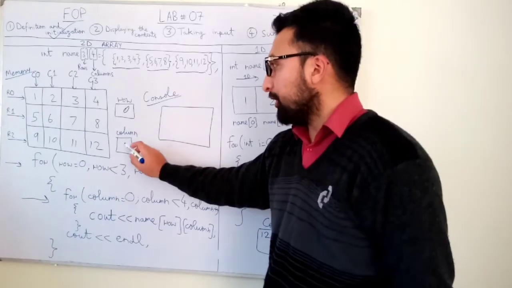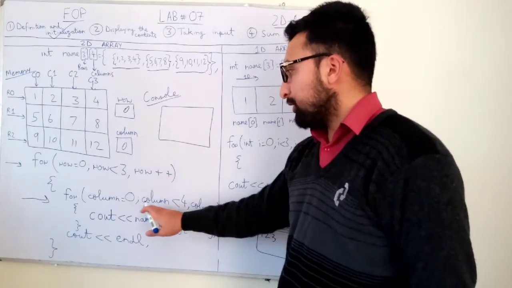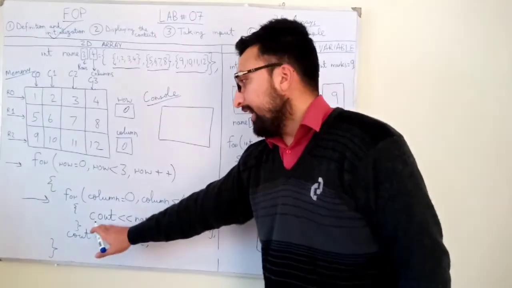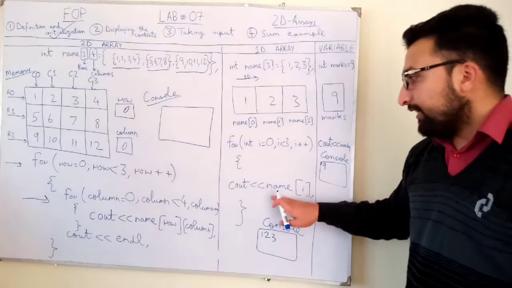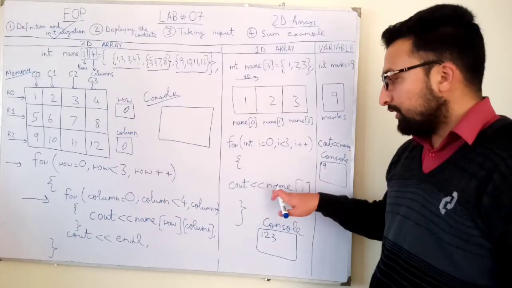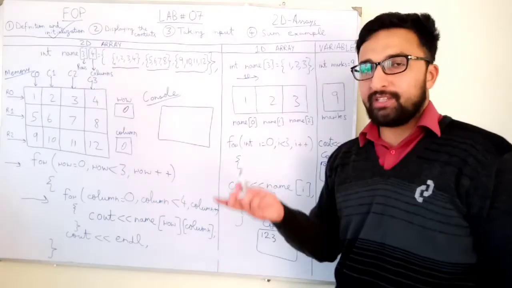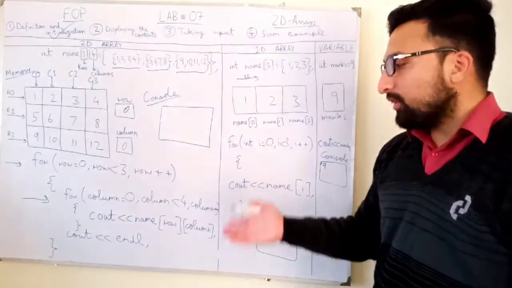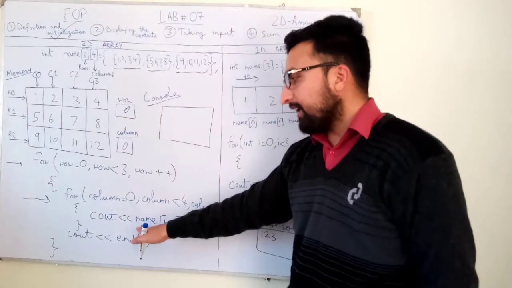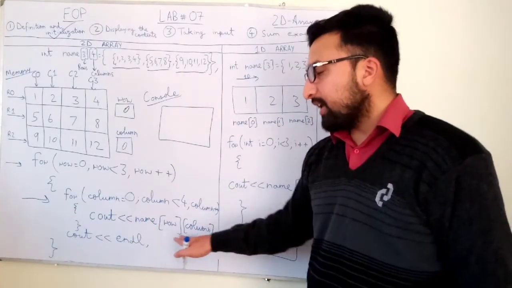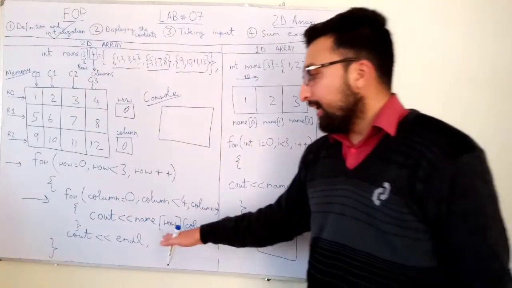Column will become 0 now. Column will also have a 0 value. 0 is less than 4 is a true statement. We come inside the inner for loop as well. Here, just like in the one dimensional array, we used to write the name and a single index, because we had only one dimension that we were dealing with. Here we have to deal with two different dimensions, so we will be writing the name of the array and two different indexes where that data can be found.